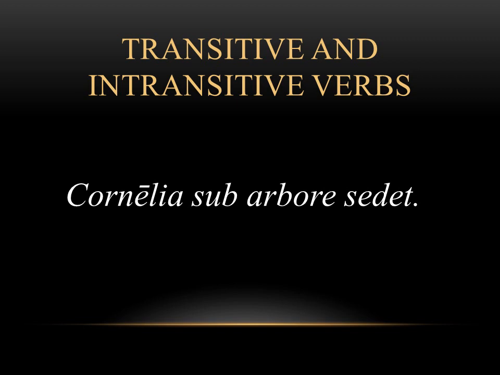Let's take a look at a different example. So let's try this sentence. Cornelia sub arbore sedet. Cornelia sits under the tree. The first thing we want to find is our verb, which we can identify as sedet. So now we want to say, okay, who's sitting? And the answer is Cornelia, which gives us our subject. The next question we always want to figure out is whether or not the verb is transitive or intransitive. And to do that, we have to ask our questions that go with direct objects, which are who and what. So in this case, we want to ask the question, Cornelia sits who or Cornelia sits what? If we have an answer to that makes sense, we have a direct object.